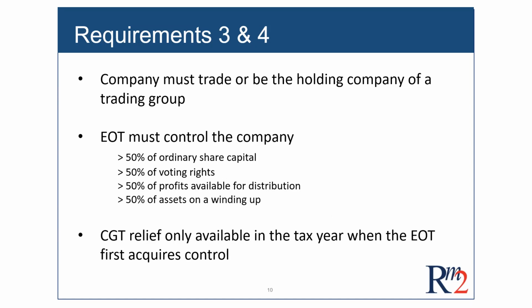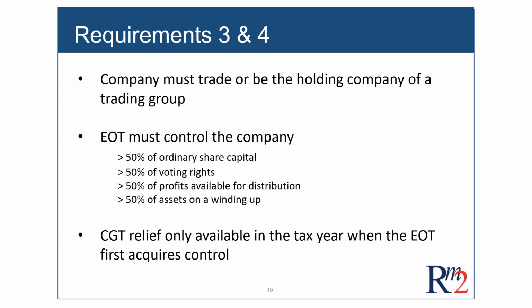So requirements 3 and 4. Fairly obviously, the company must be a trading company. So a company that is set up purely to be an investment company is not able to do an EOT. And control must pass, and the definition of control passing is that all of these criteria must be met. So there must be more than 50% of all ordinary shares owned by the trust. The trust must have more than 50% of the voting rights. It must have more than 50% of the rights to profits available for distribution, and it must have the right to over 50% of assets on winding up.